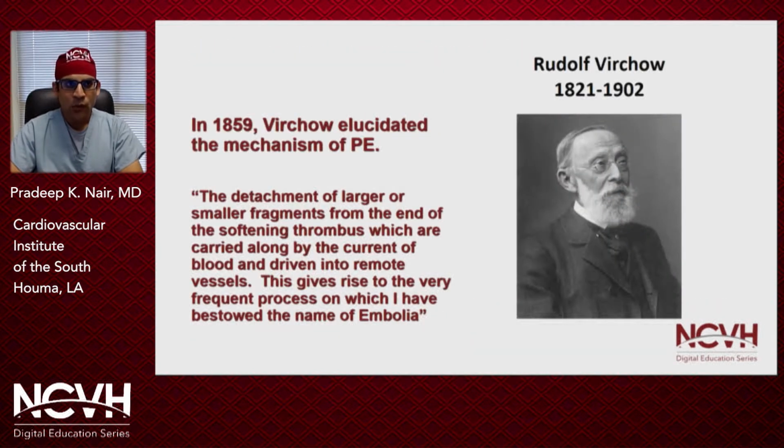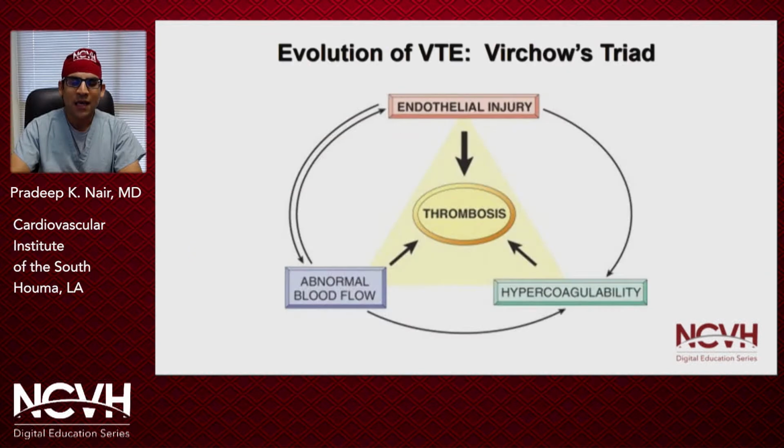So fast forward to the mid-19th century with Rudolf Virchow, who was the first to identify the source of emboli leading to a pulmonary embolus. And so what he stated is that noted was the detachment of a larger or smaller fragment from the end of the softening thrombus, which are carried along by the current of blood and driven into remote vessels. This gives rise to the very frequent process on which I have bestowed the name embolia. So we have Virchow, who then gave us the idea of where pulmonary emboluses originated.